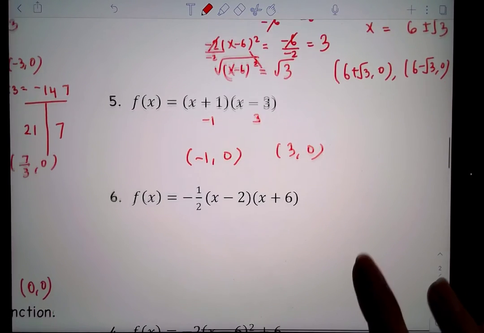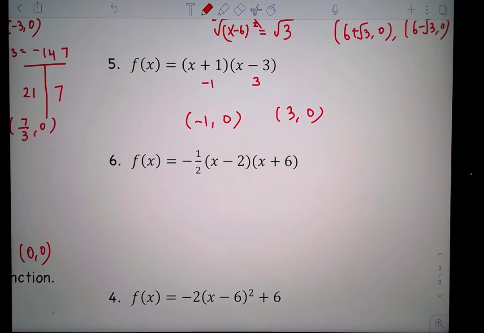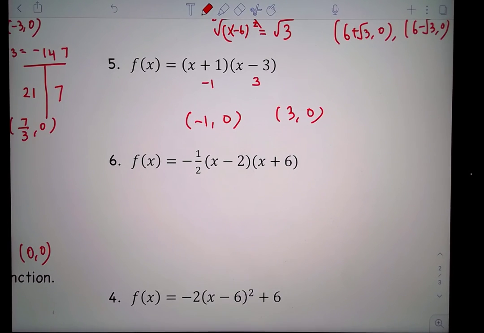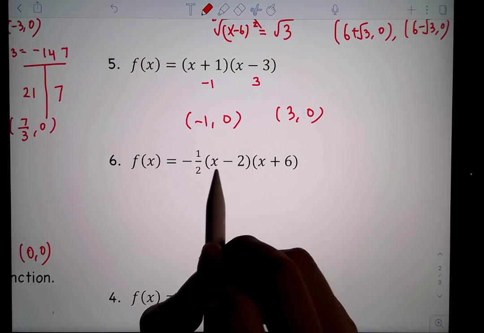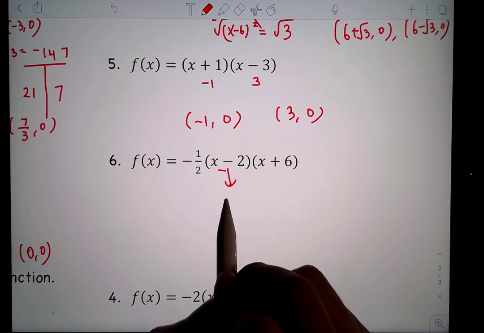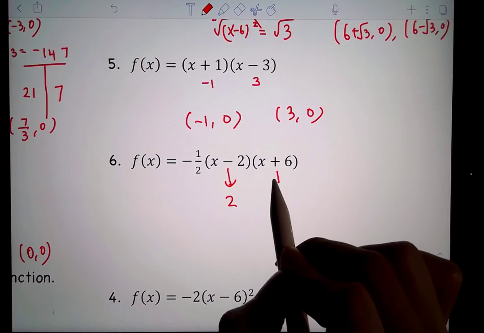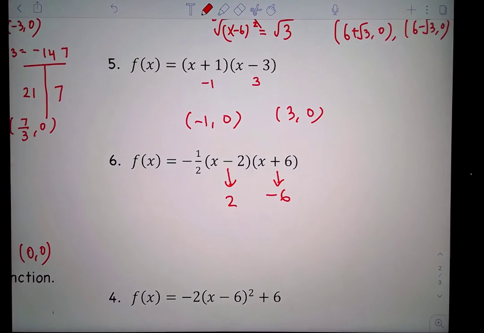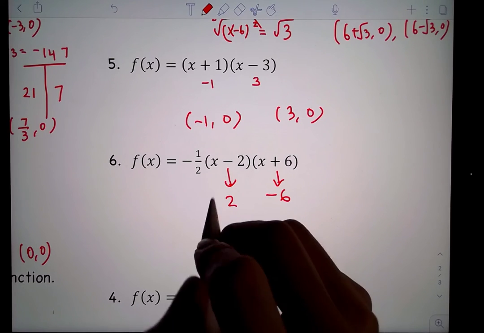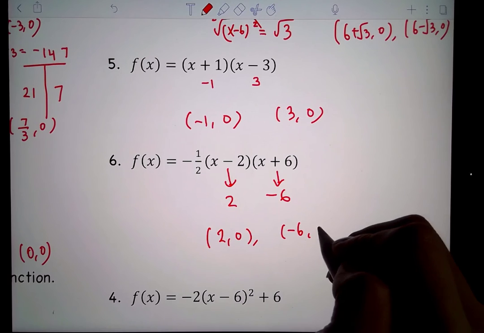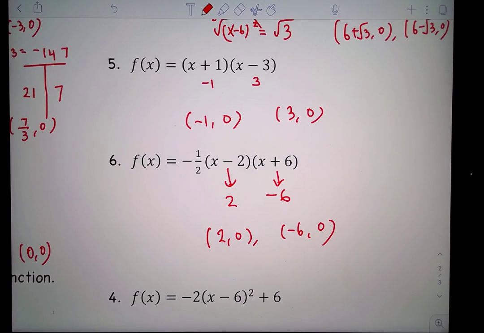And number 6, same thing, that's already factored. So this negative half, that's just deciding the shape of the parabola, right? So you're just getting 0 from here, positive 2 and negative 6, right? We're taking the opposite sign. So you get (2, 0) and (negative 6, 0), like this.